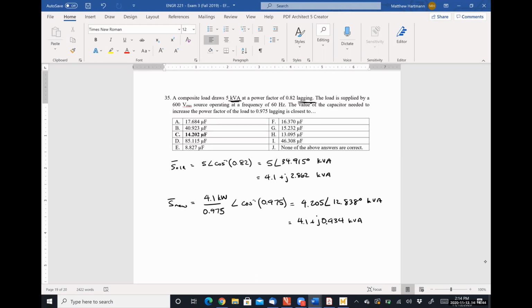So my next step, so I've calculated the old complex power absorbed by my load, which is the same as the complex power supplied by my source. I've calculated the new complex power supplied by my source. How do I figure out the complex power supplied by my capacitor?